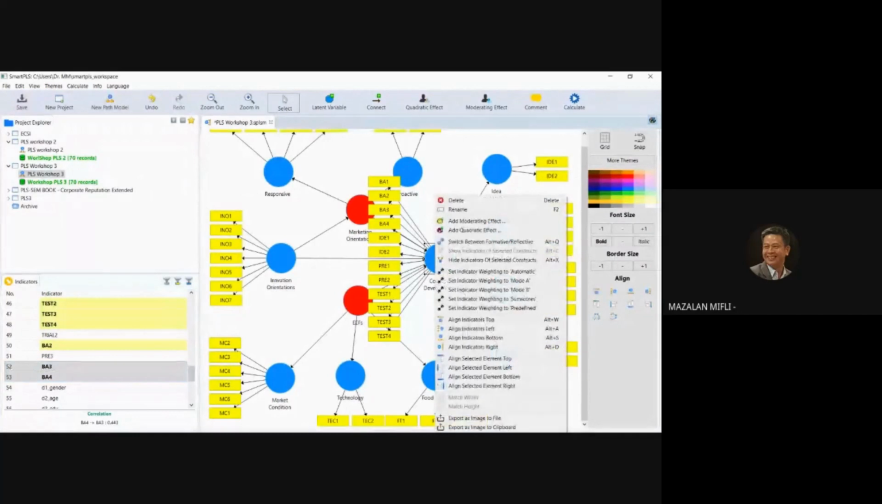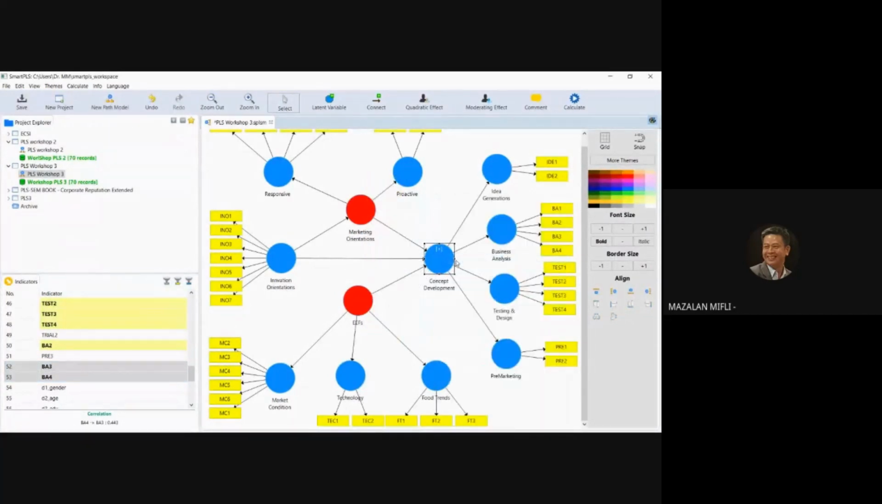So we can hide this, hide indicators. Okay, so you will not see it, but you notice that there are some indicators there because there is a plus sign here. All right, it will look nice. It will not look messy if you hide them. So you have to do it. The same thing goes to the market orientations. Okay, in theory, market orientation consists of 2 components that are responsive. Responsive is basically more on customers orientations.